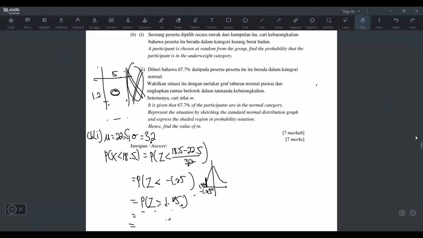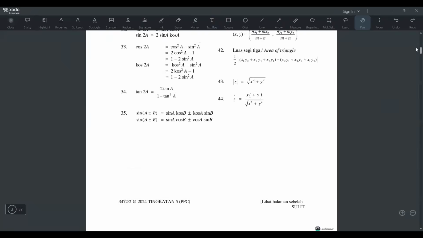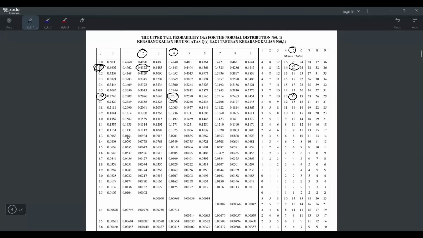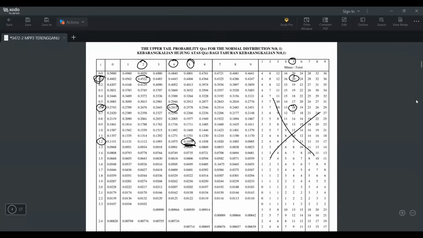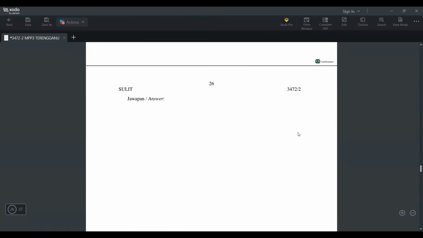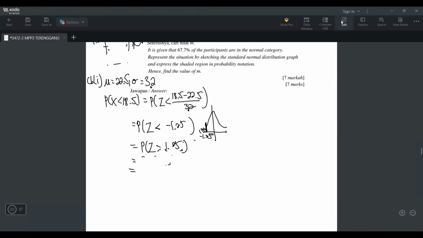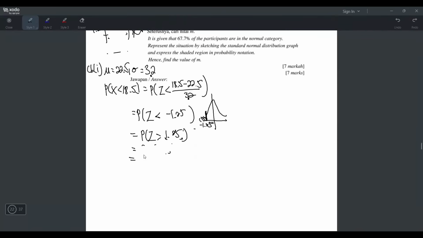So let's go look for it. 1.25. So 1.25 is here. 1.2 and then 5 is here, right? Yeah, 5. So this is your answer, 0.1056. You don't have to tolak anything because it's only two decimal places. So the answer is 0.1056. Yeah, that's all. So that's it already. Okay. All right. So let's write down here 0.1056. Okay, this is the answer, the probability answer.